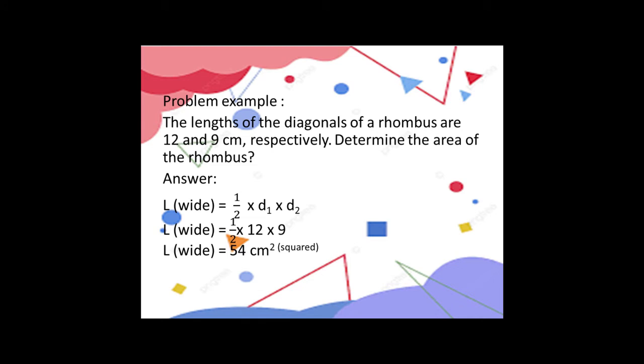Problem example: the lengths of the diagonals of a rhombus are 12 cm and 9 cm respectively. Determine the area of the rhombus. Answer: area equals 1/2 multiplied by diagonal 1 multiplied by diagonal 2. Area equals 1/2 multiplied by 12 multiplied by 9. Area equals 54 cm squared.